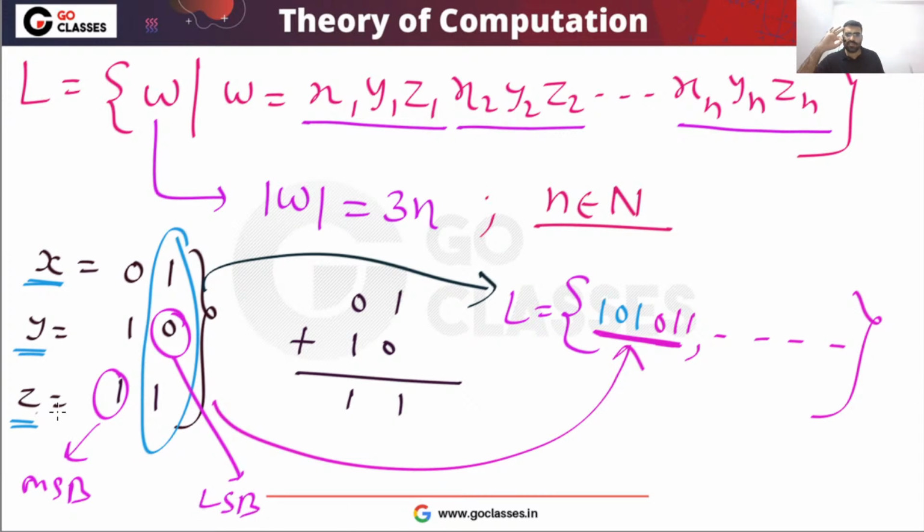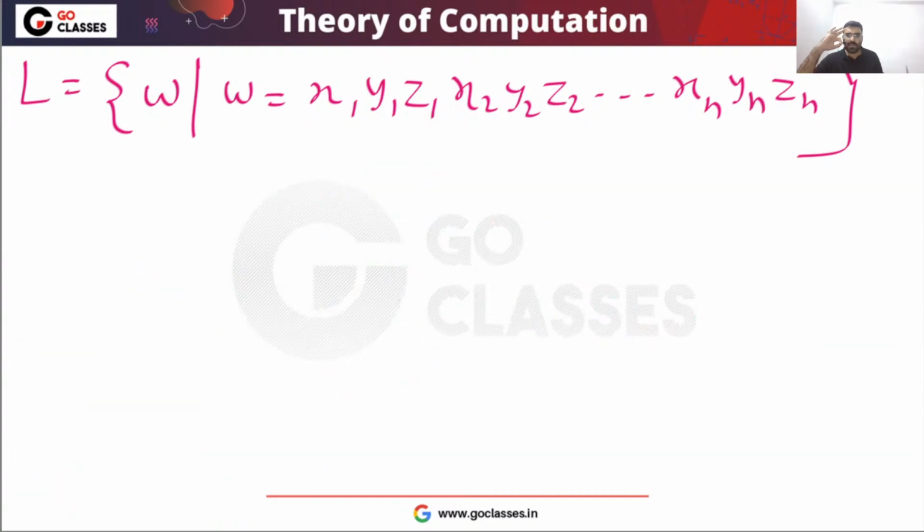Okay, so your string will be like this. You will get this string in the language because of this x comma y. Now tell me, because of this x comma y, which string will you get in the language? Let's assume x is this, and let's assume y is this.